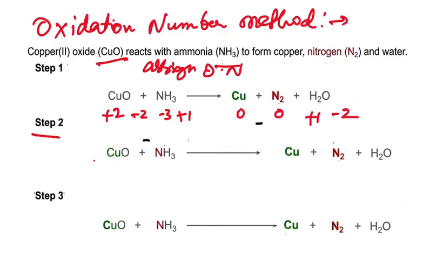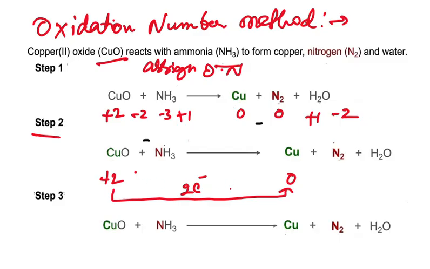If you go into step 2, after identifying the oxidation numbers of each atom of element in the compound, we should find out the increase and decrease of oxidation numbers of the same element in the chemical equation. For example, copper in the reactant has oxidation number +2, and in the product it is 0. So the change of oxidation number is +2 to 0. The difference is 2 electrons.